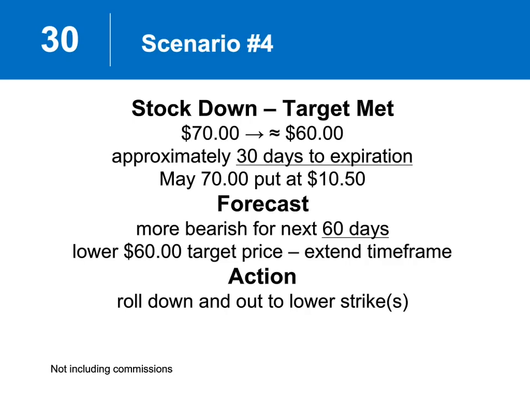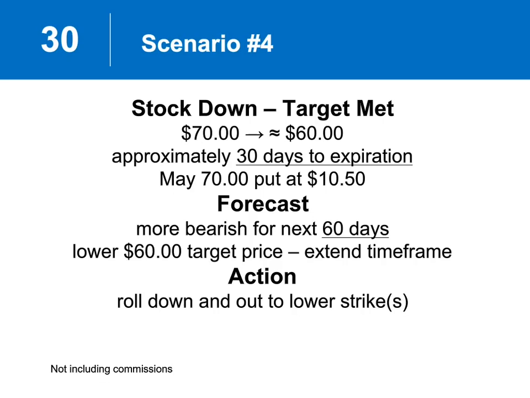We're more bearish, as it turns out, for the next 60 days. So we've got a target lower than $60. We decide we want to extend our time frame. We want to roll down and out to a lower strike. And I hope these choices are making sense to you as you move along with your options knowledge. These will become second nature.